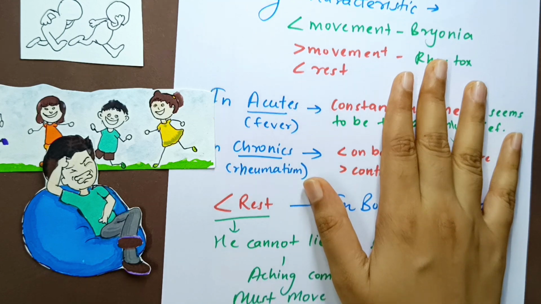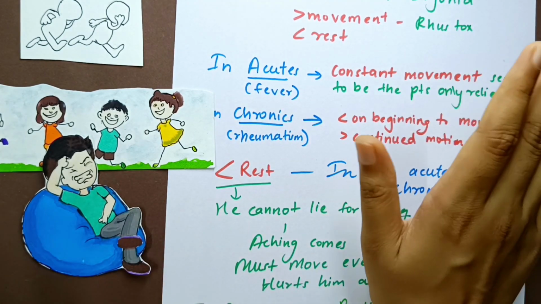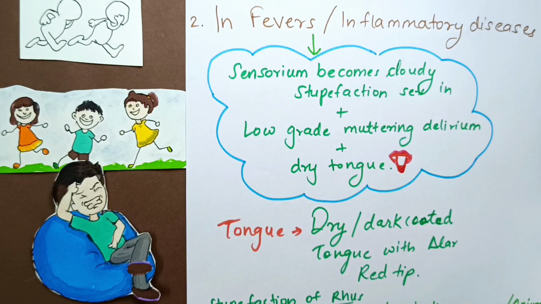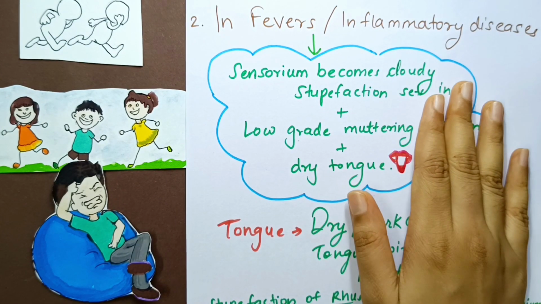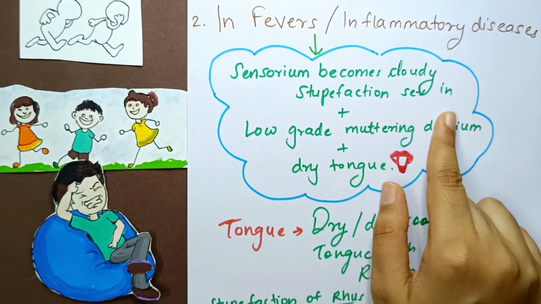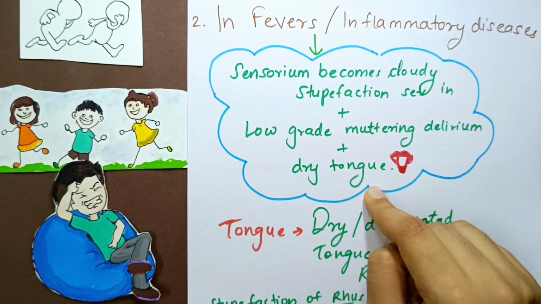Okay, let's move on to the second topic, which is about fevers or any kind of inflammatory diseases that this patient might go through. In fevers or any kind of inflammatory disease, the sensorium becomes cloudy, stupefaction sets in, plus there is low grade muttering delirium and a dry tongue.